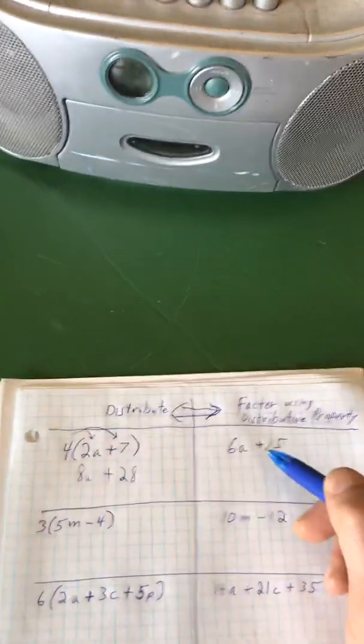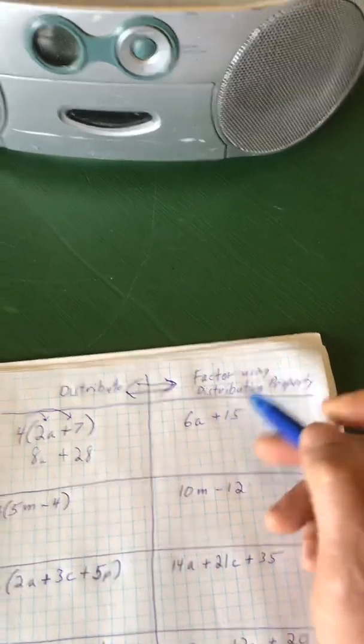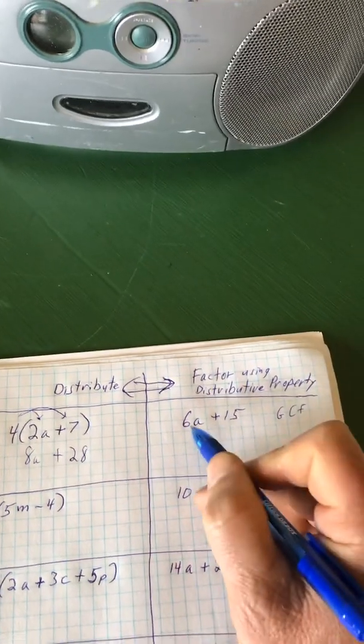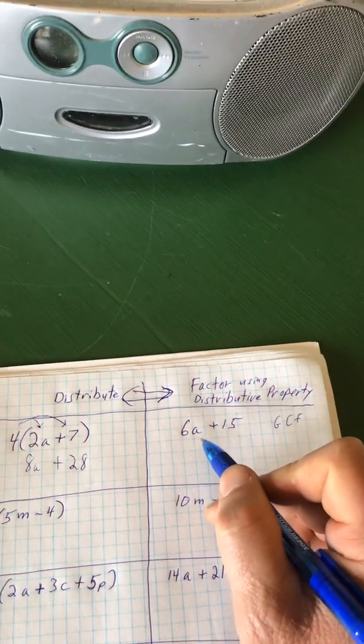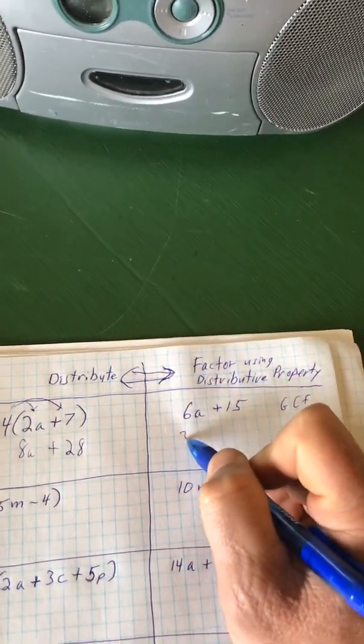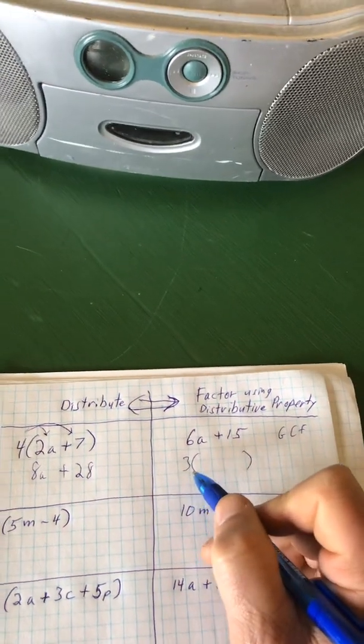Anyways, so now the opposite of distributing is factoring. So here, just think of your greatest common factor. What's my greatest common factor for each of these? What can I divide each of these by? Well, I can divide each of these by 3. And parentheses, so the greatest common factor is the number that goes outside.